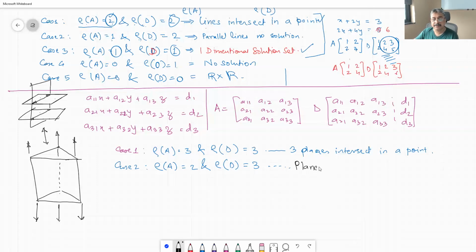Planes form prism. So no solution. And anyway, 2 is not equal to 3, therefore no solution. Case number 3. Rho A is equal to 1 and rho D is equal to 3. What can you conclude out of this?